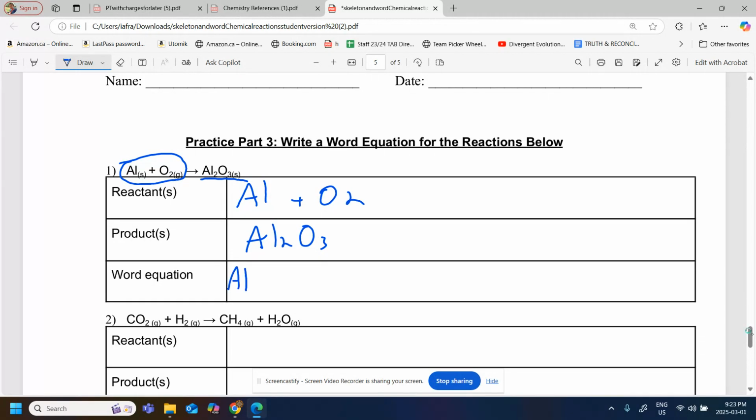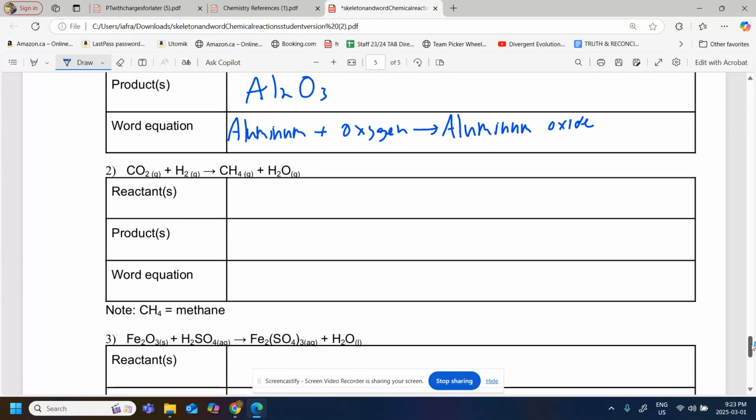So we have aluminum. We simply put a plus. O2 is oxygen. And then Al2O3 is aluminum oxide. It's our ionic naming rules. We'll try the next one.